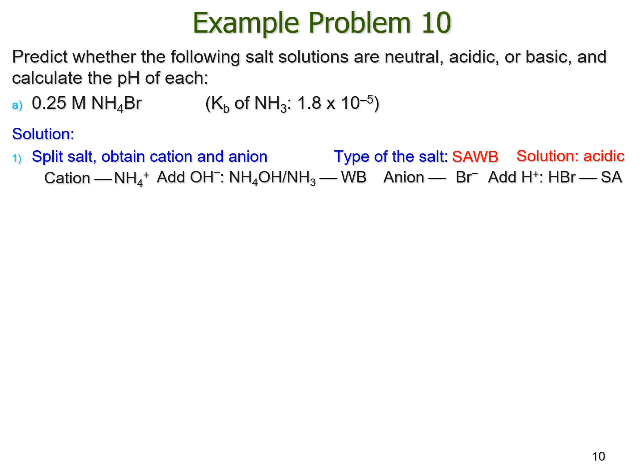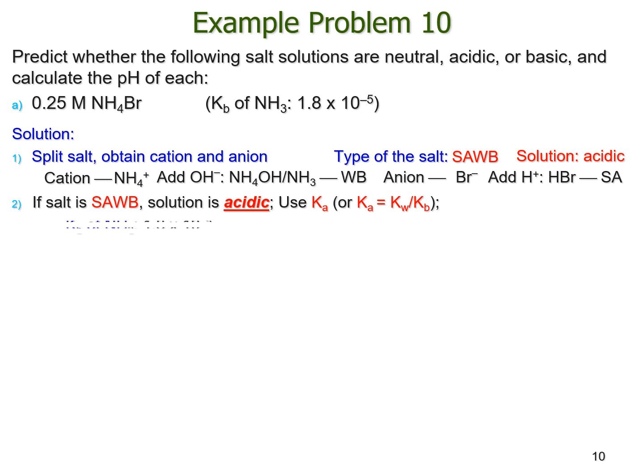If this is acidic, what K are we looking for? Ka or Kb? I hope you get it right, Ka. What K did we get from the question? Kb. So how are we going to convert it? We use Ka times Kb equals Kw. So Ka is equal to 5.6 times 10 to the negative 10th. This is the Ka we want to use.